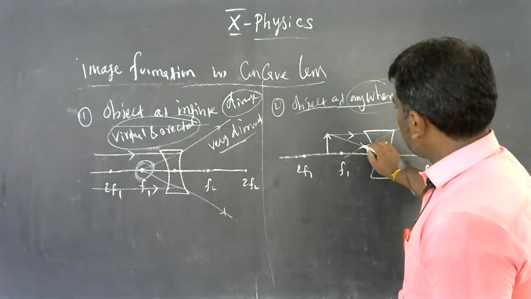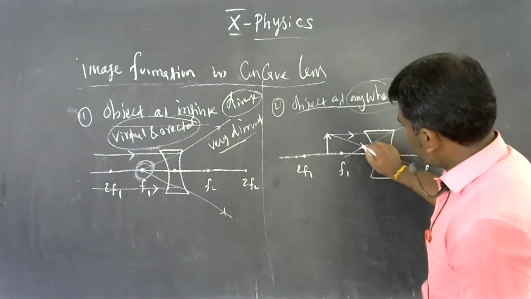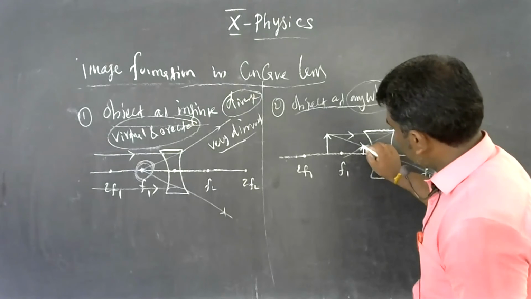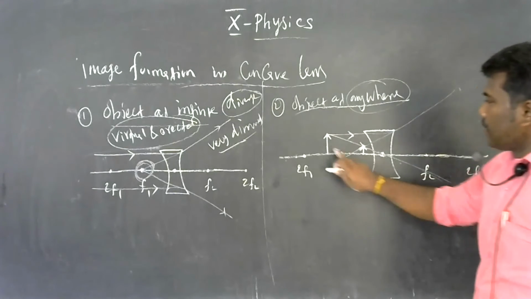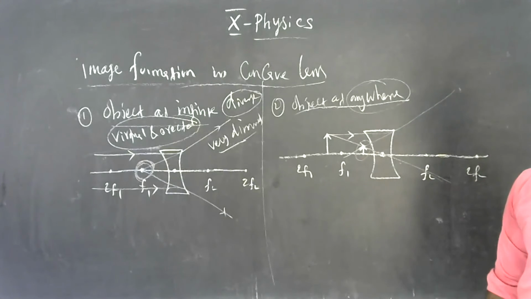At this point, the two light rays converge, that means they join together. So the image will be formed here in this place. Compare the size of the object and the size of the image. It is a very diminished size.